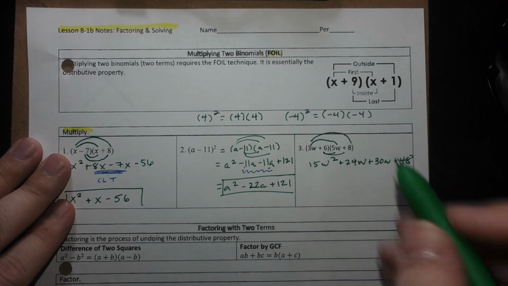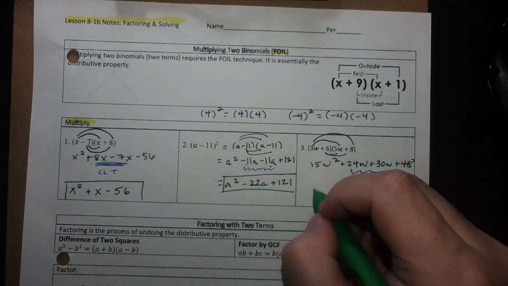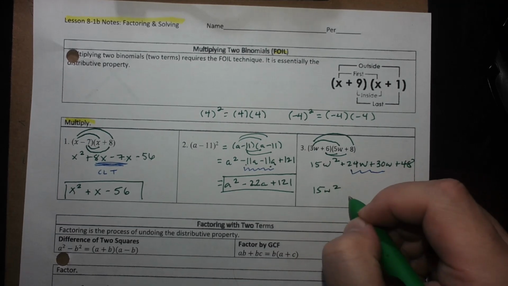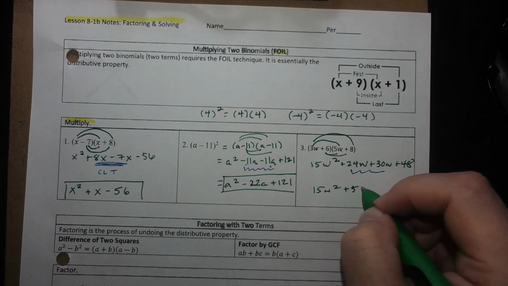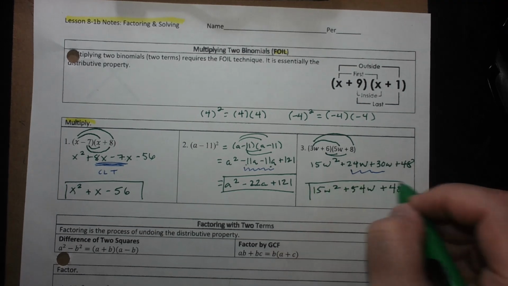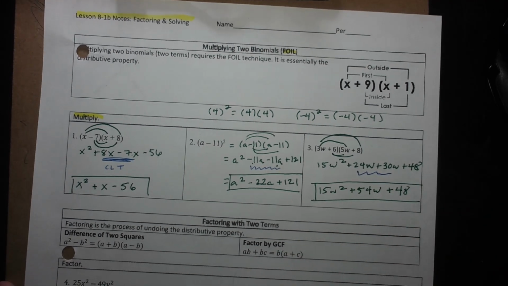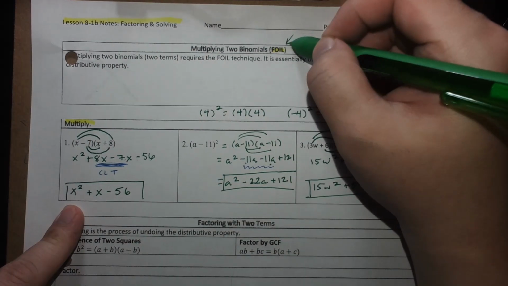Okay, so now we're going to combine these two terms. So your answer is 15w squared plus 54w plus 48. And there you have it. Okay, so that's essentially multiplying two binomials, FOIL.